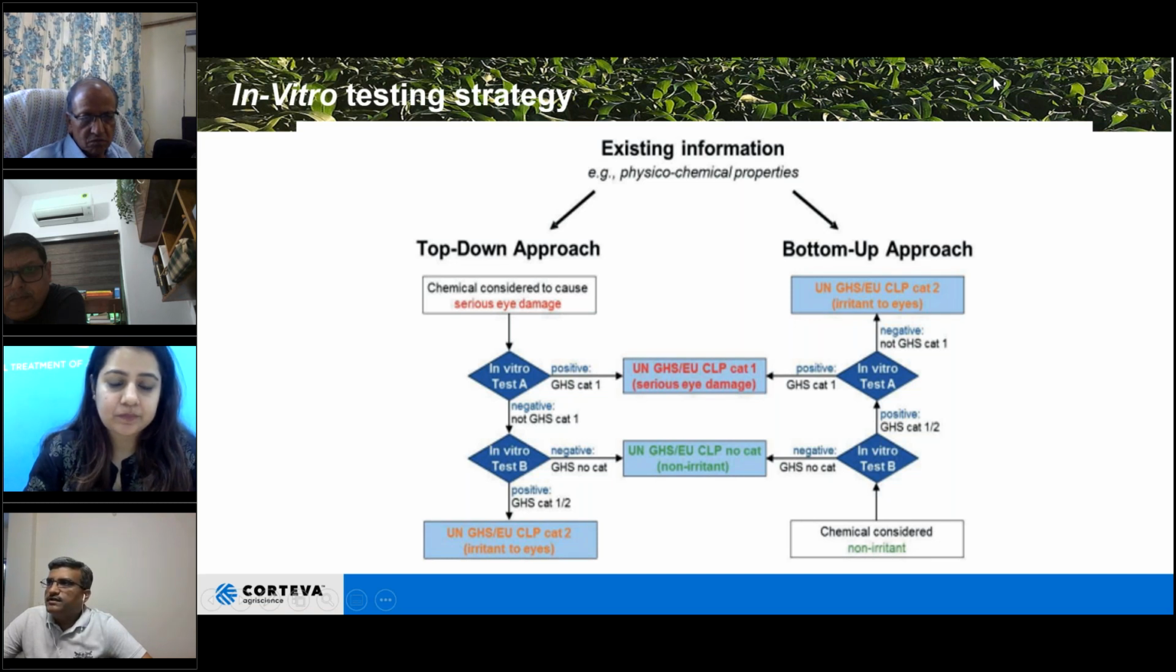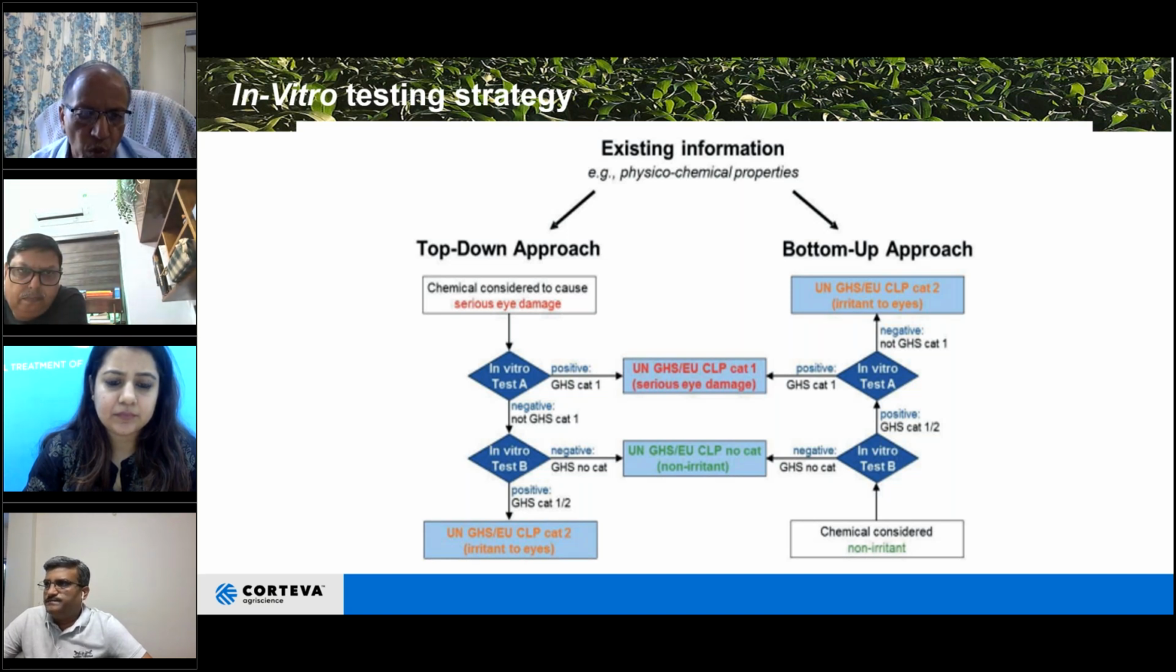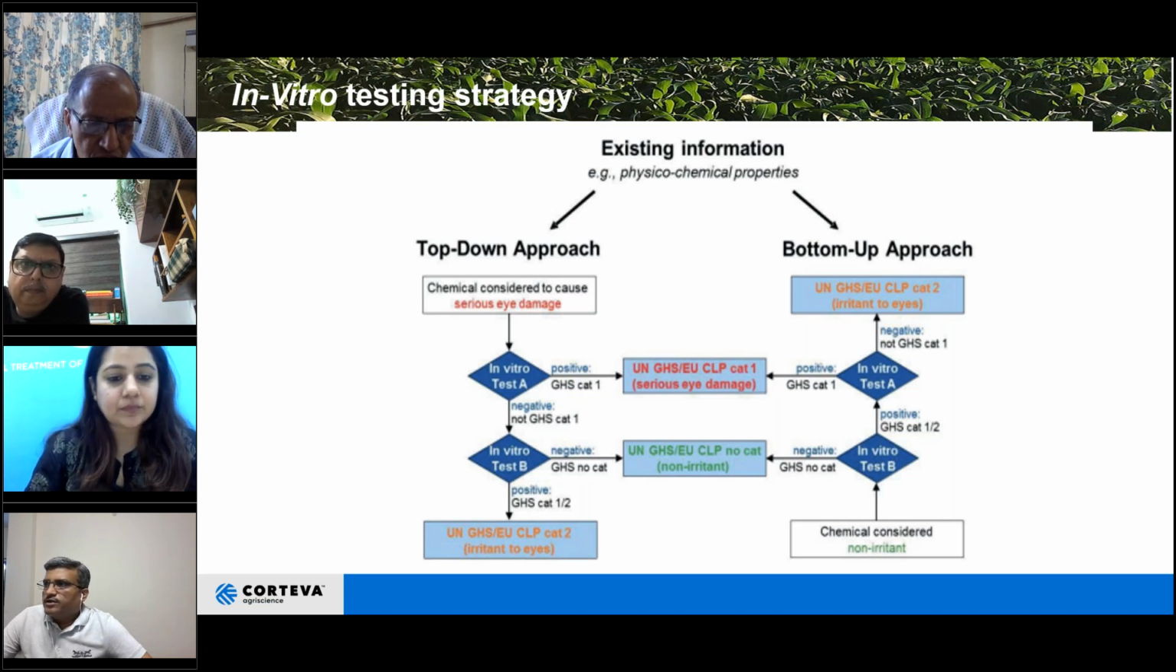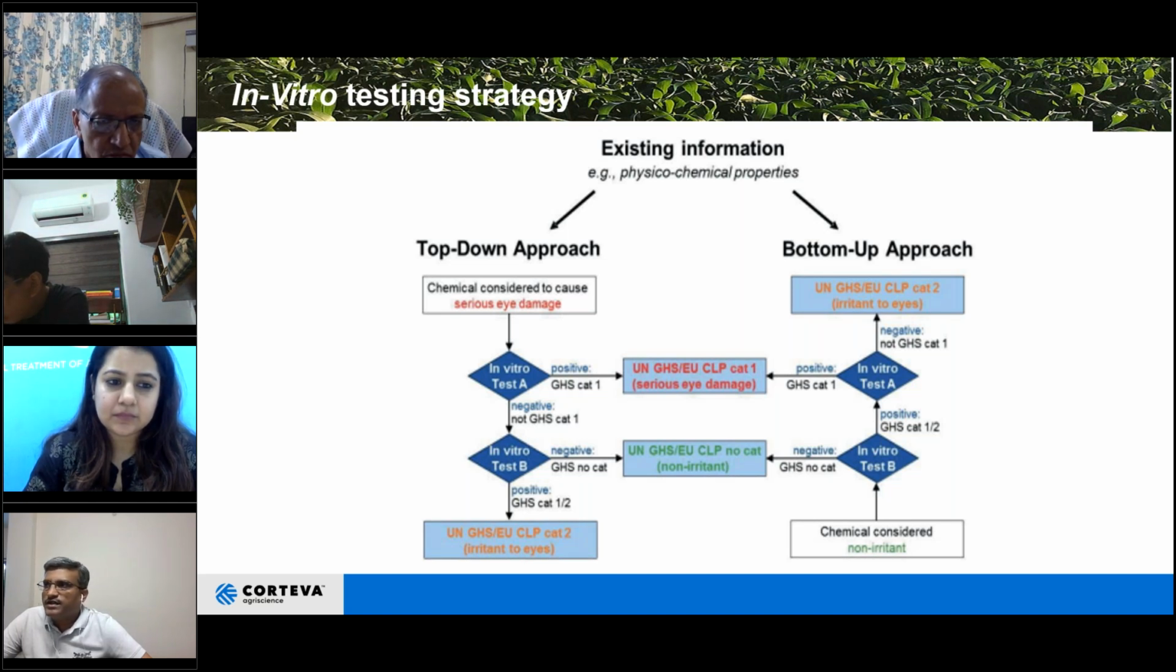Based on the OECD IATA guidance, we have two approaches for eye irritation testing: top-down and bottom-up. There is no single in vitro study that is a replacement for in vivo testing requirement. If the test material is predicted to be a severe irritant based on existing information like physicochemical properties, then the top-down approach is considered and test A is conducted.